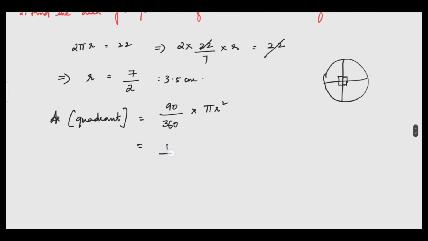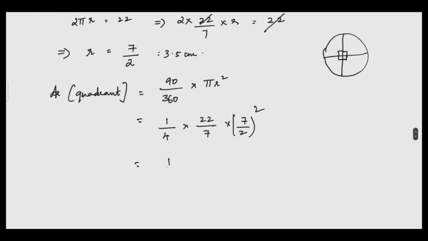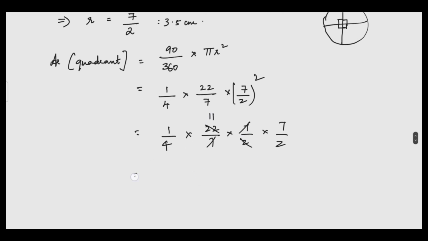That is 1 by 4 into 22 by 7 into 7 by 2 the whole square. 1 by 4 into 22 by 7 into 7 by 2 into 7 by 2. Cancelling out 1, 7, 2 for 11. We will get 77 by 8 centimeters square.